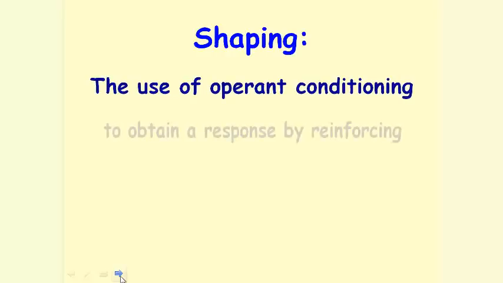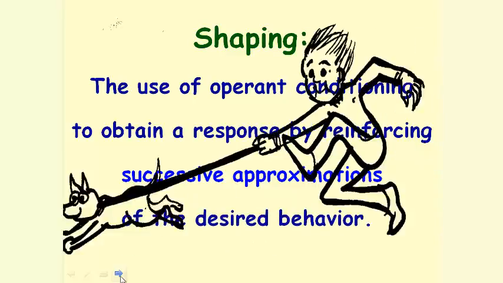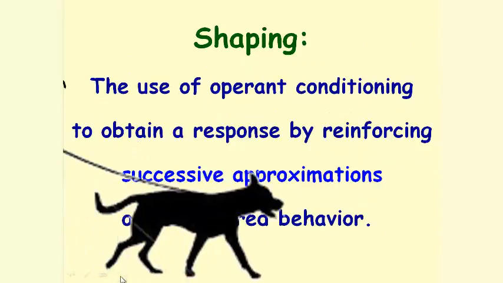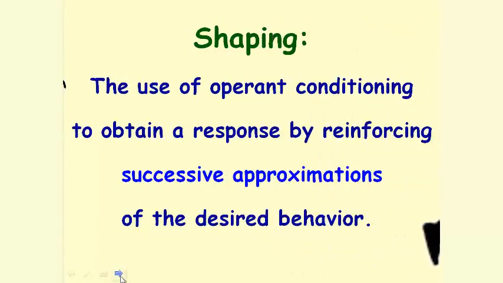The word shaping, as used in operant conditioning, means to obtain a response by reinforcing successive approximations of the desired behavior. Successive approximations means that one small step in the desired direction at a time.